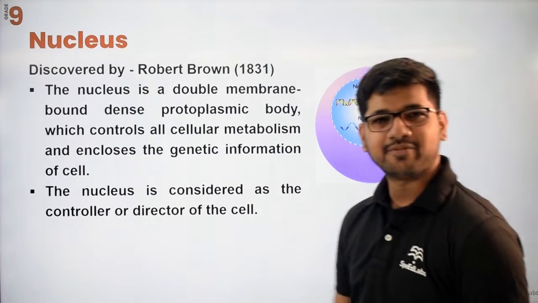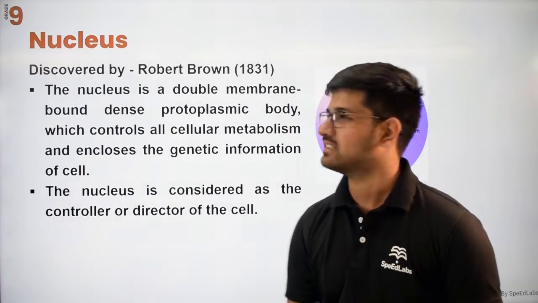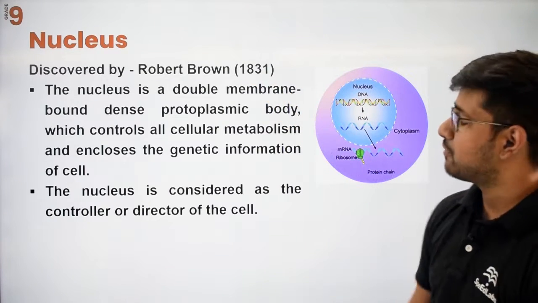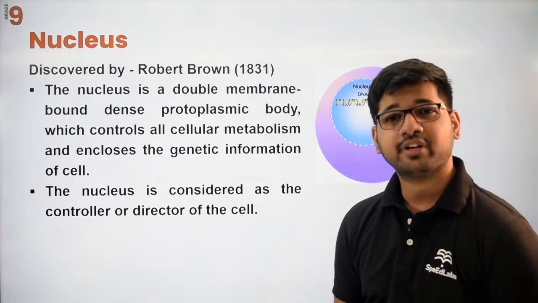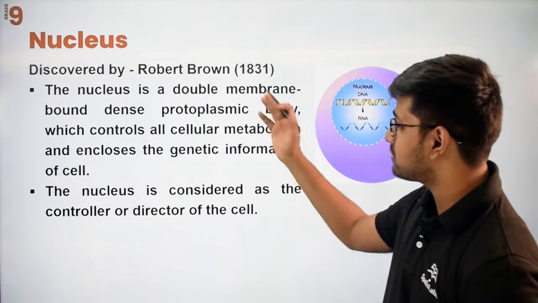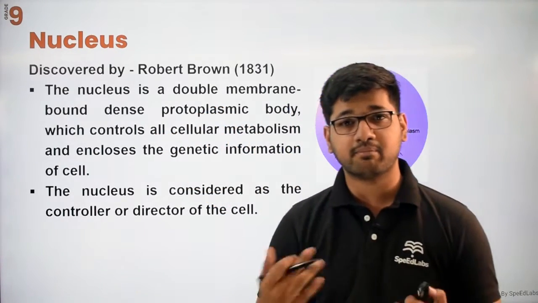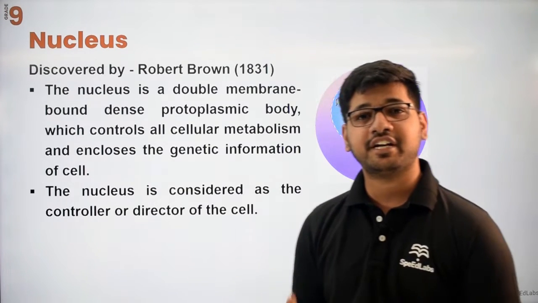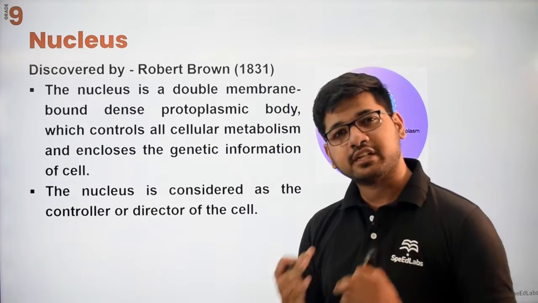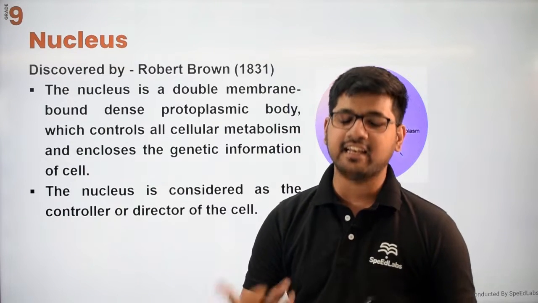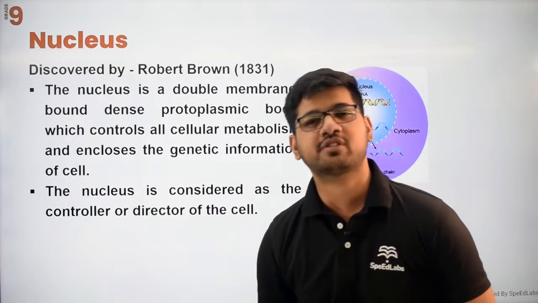The next part that we are going to talk about is the nucleus. The nucleus was discovered by Robert Brown in 1831. The nucleus is a double membrane bound dense protoplasmic body which contains the genetic information or the genetic codes for which any cell, for which any organelle codes.